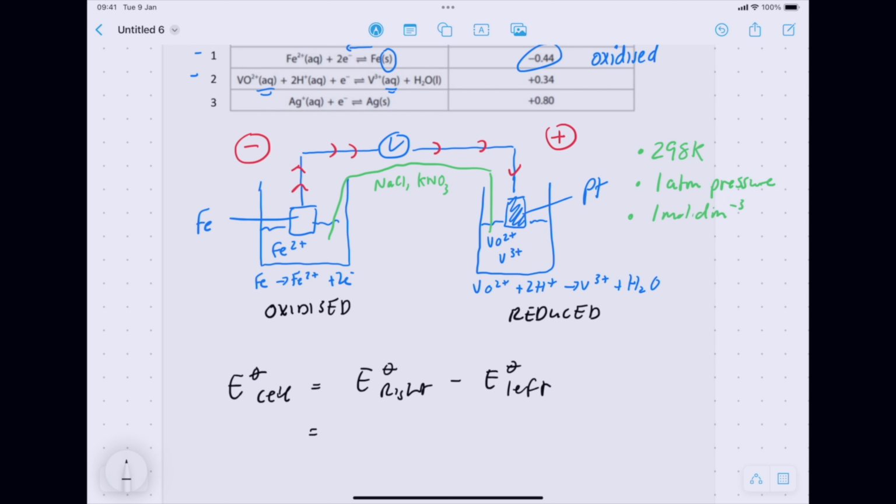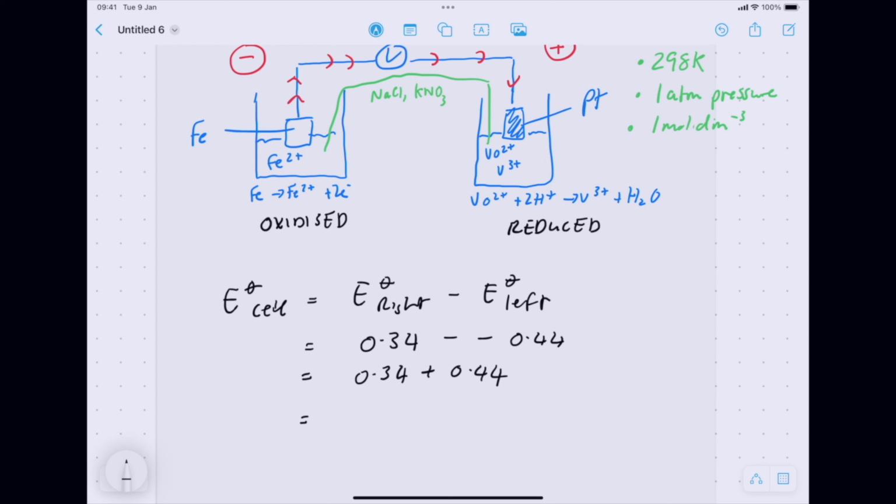You don't change the signs of these numbers, you don't rearrange anything, you just literally plug the numbers in and get the answer. It's very straightforward. So the one on the right is the vanadium, minus 0.44 is going to give me an answer of plus 0.78 volts. So we would read on the voltmeter 0.78 volts for this particular cell.